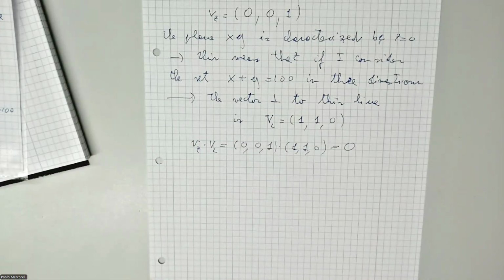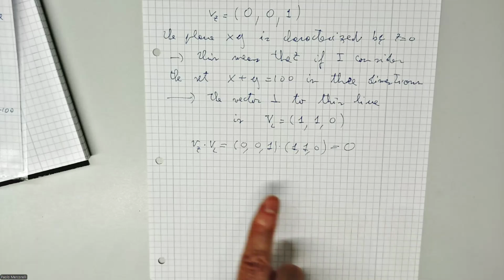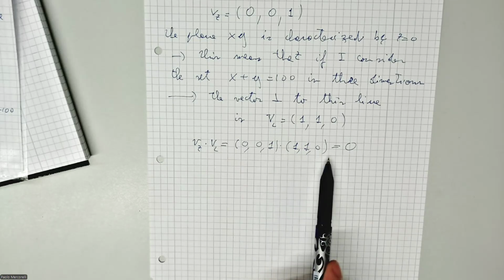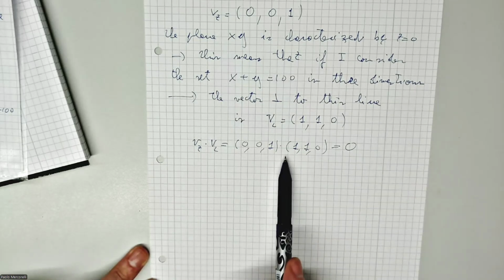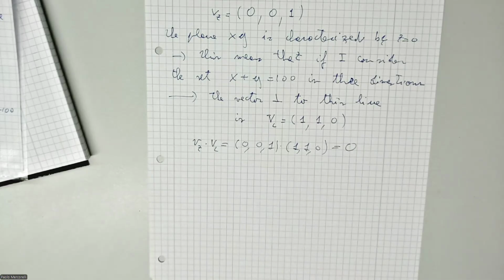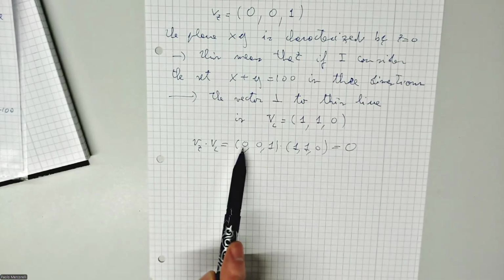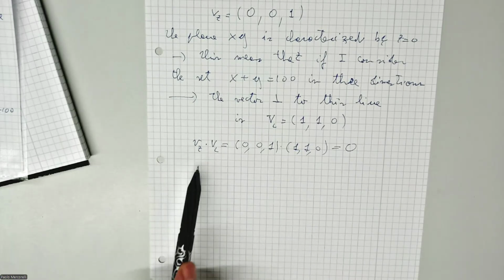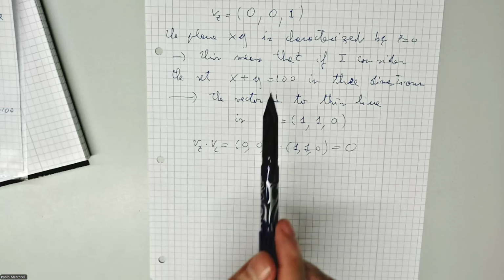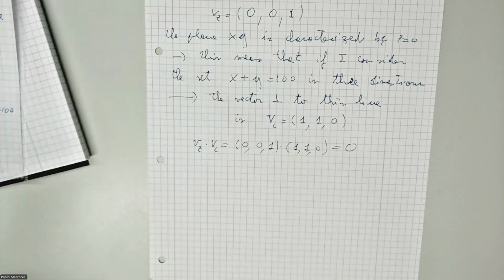See, pay attention to this, otherwise I can write. This VL is orthogonal to the set x plus y, this vector here. Yeah, this vector here is orthogonal to the set x plus y equals 100 in 3 dimensions. Now, the vector 0, 0, 1, or the Vz, is orthogonal to VL. This means Vz is parallel to the set or the plane, but to say set characterized by x plus y equal 100 in 3 dimensions, which is the plane.